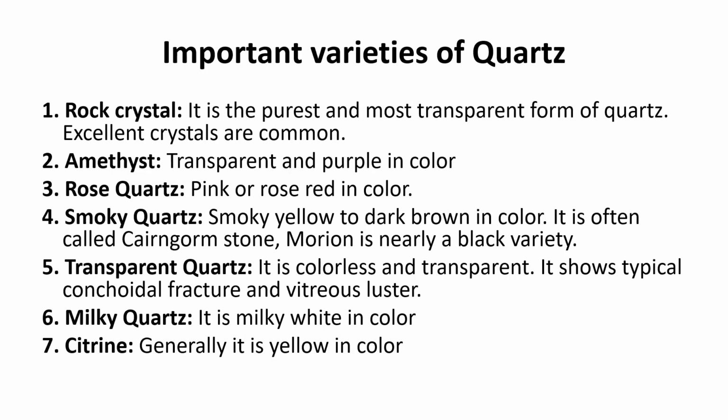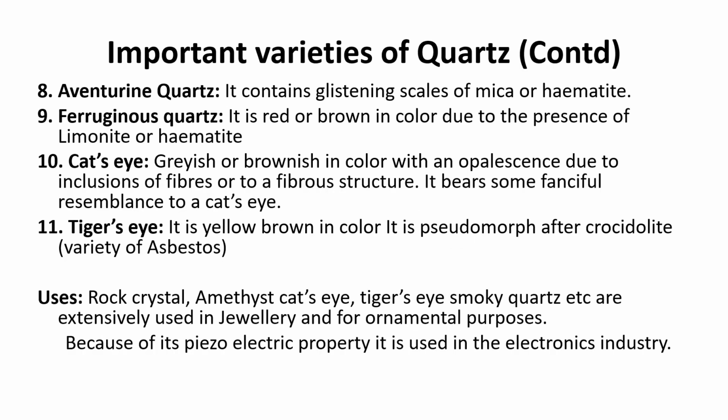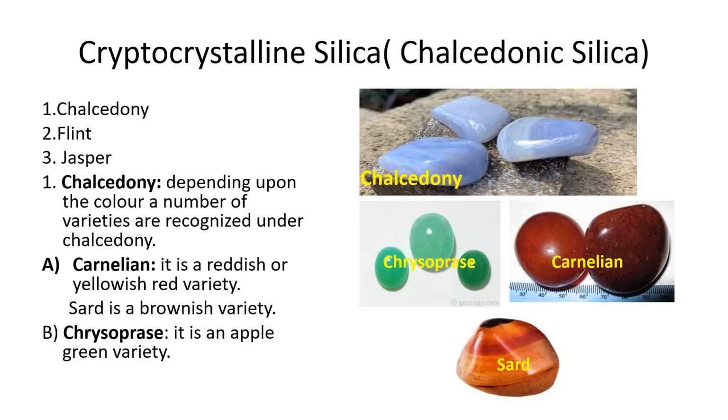So in the previous form, I have given it in the table form. Here also, the important varieties you can check are like this: rock crystal, amethyst, rose quartz, smoky quartz, transparent quartz, milky quartz, citrine, and then aventurine quartz, ferruginous quartz, cat's eye, tiger's eye. All these are the important varieties.